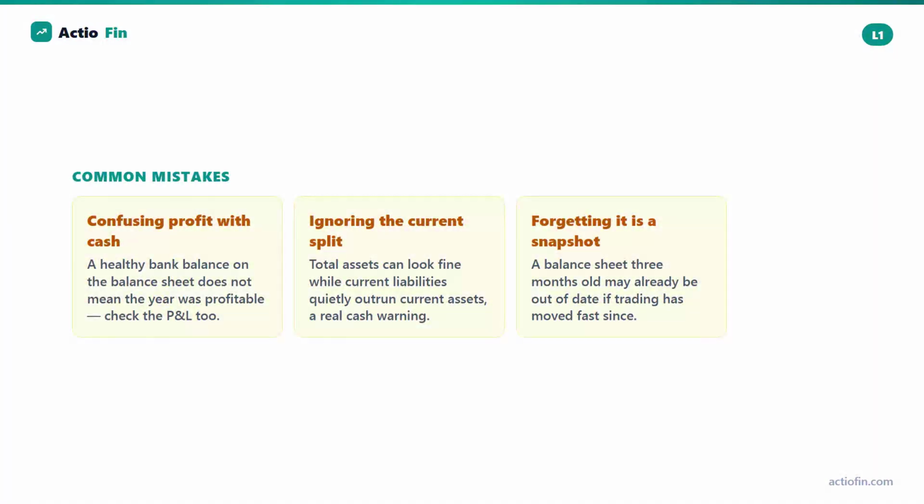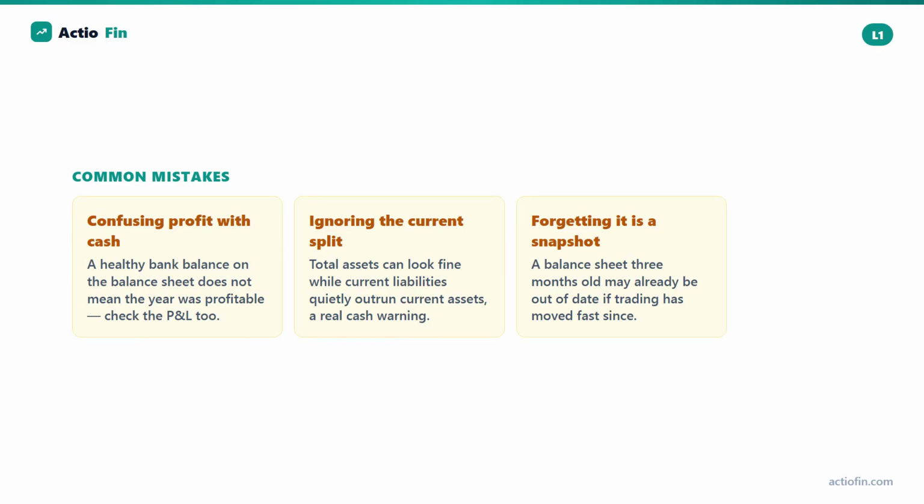3 mistakes worth avoiding. First, confusing a healthy bank balance with a profitable year. They are not the same thing, and only the profit and loss account settles the question. Second, ignoring the current versus non-current split. Because total assets can look perfectly fine while current liabilities quietly outrun current assets, a genuine cash warning hiding in plain sight. Third, forgetting that a balance sheet is a snapshot. So one prepared 3 months ago may already be stale if trading has moved quickly since.